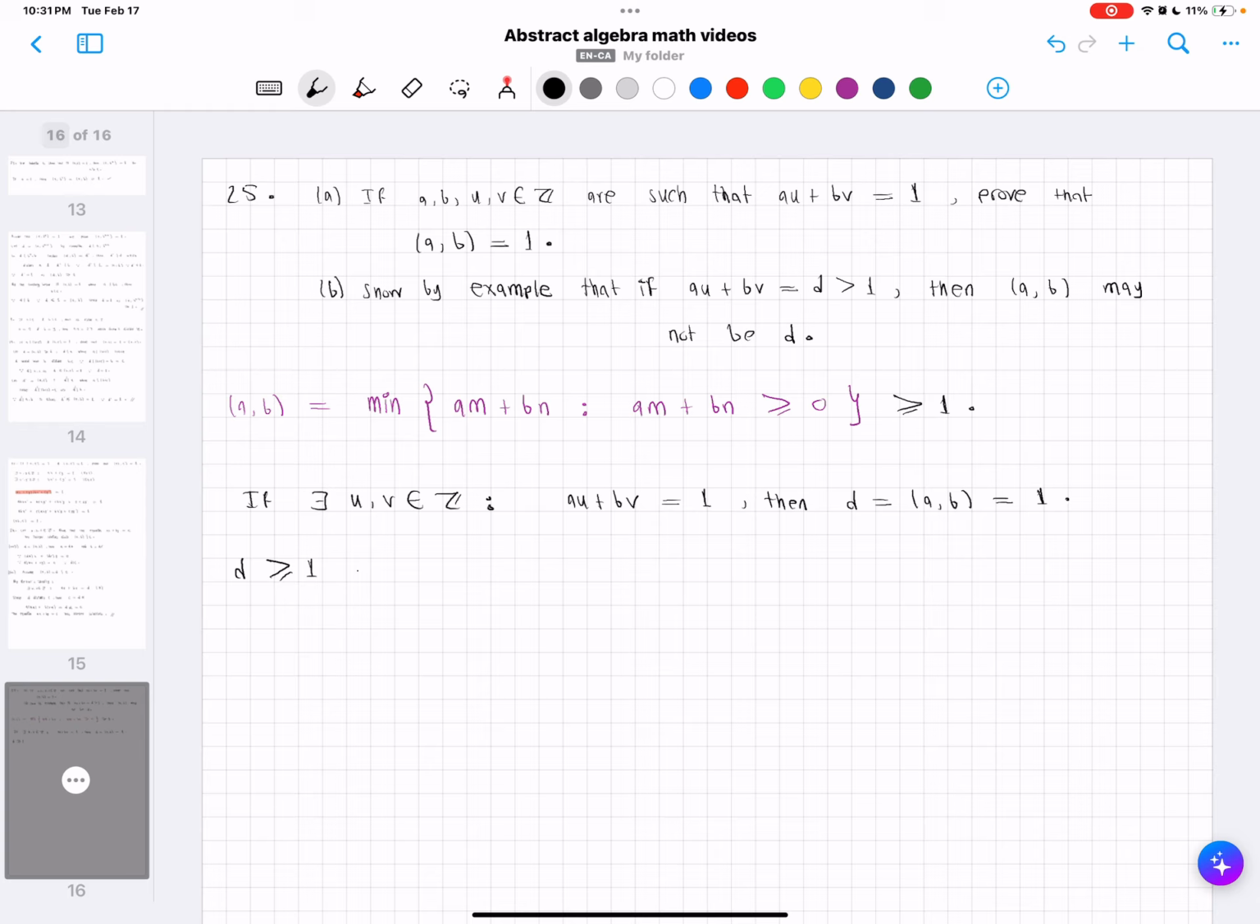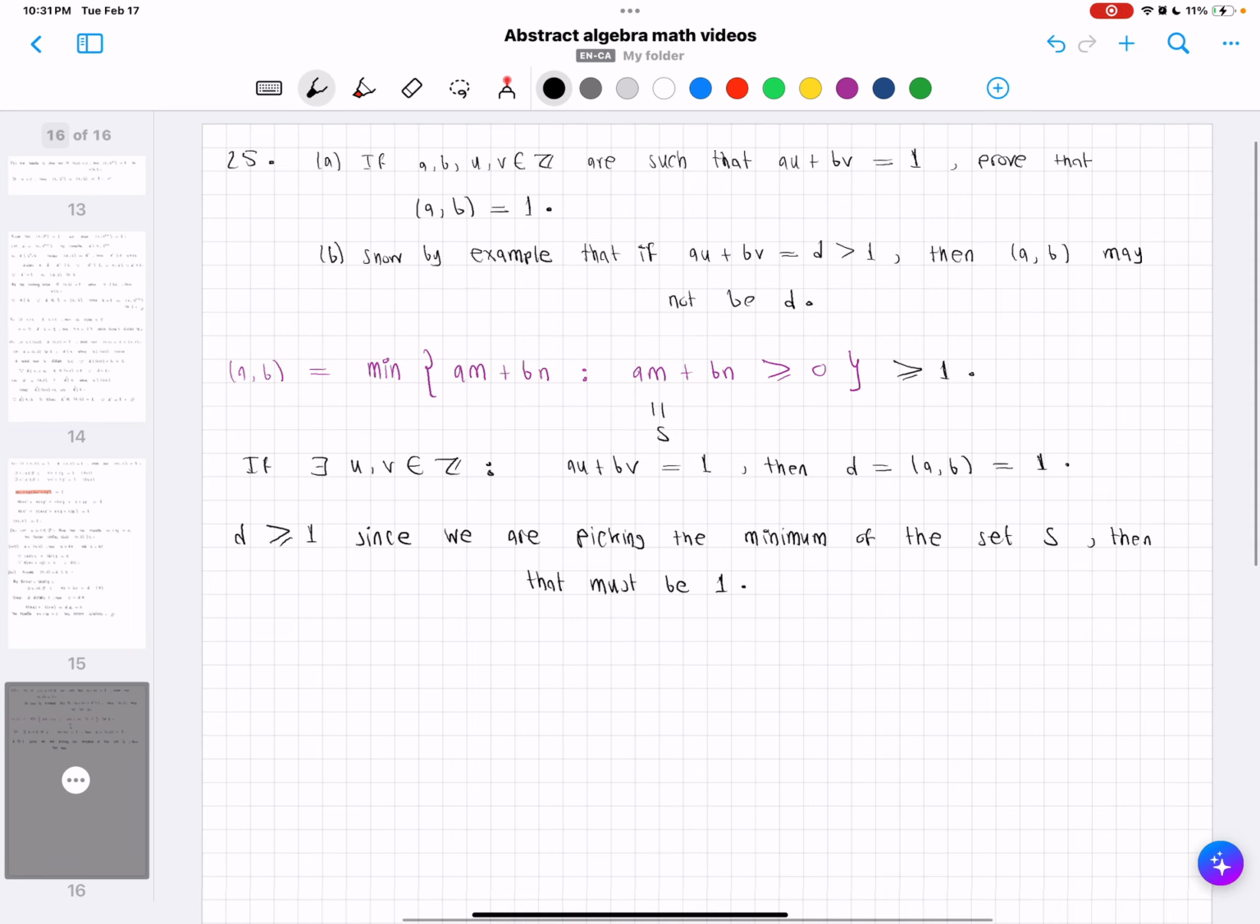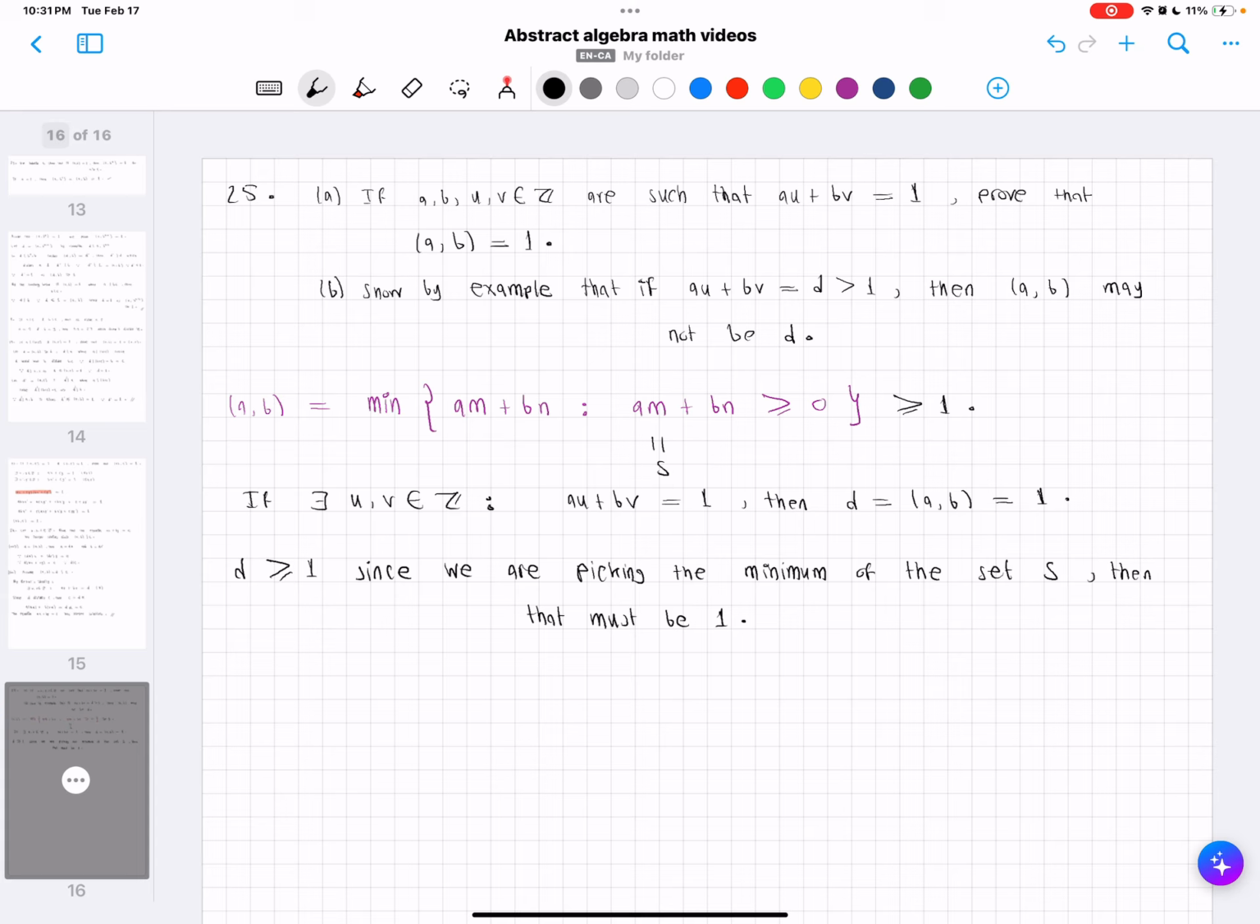So since we are picking the minimum of the set S, let's call this S, that must be 1. All right, perfect.